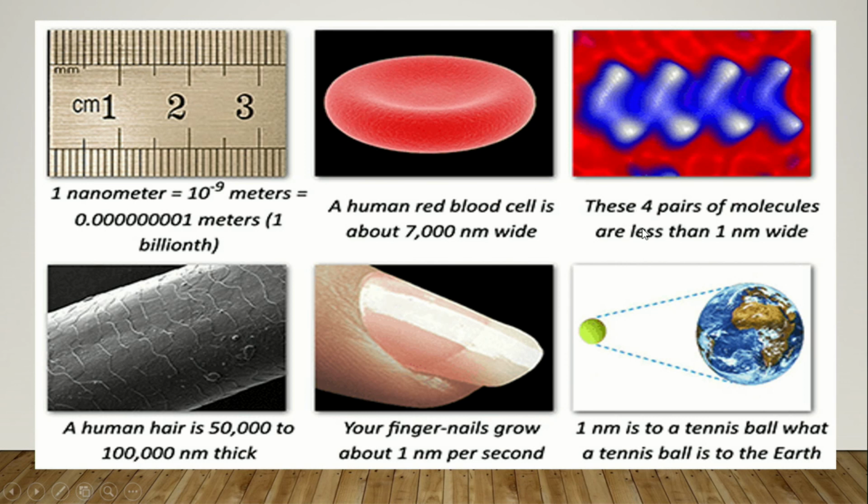Now see, these 4 pairs of molecules are less than 1 nanometer wide. These are 1 pair of molecules. Now see, if you take a 1 nanometer tennis ball, a tennis ball would be similar to the size of the earth. And your fingernail grows about 1 nanometer per second.